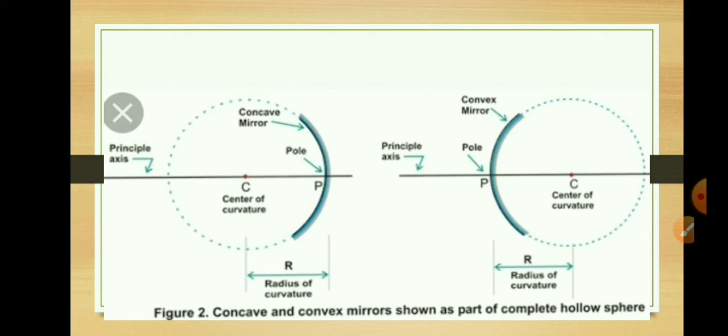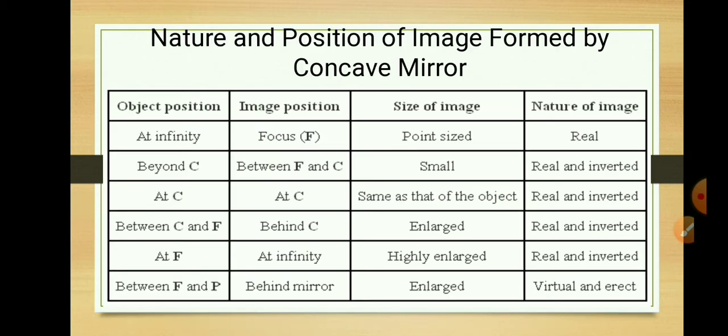How can we locate the image formed by a concave mirror for different positions of the object? Are the images real or virtual? Are they enlarged, diminished or of the same size? See, the nature, position and size of an image formed by a concave mirror depends on the position of the object in relation to the pole, focus and center of curvature.